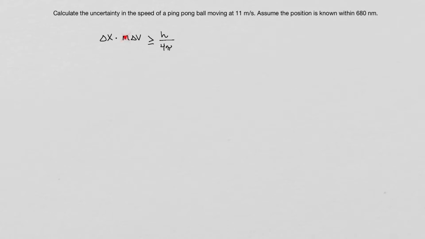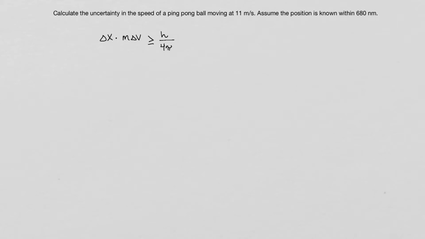Now, the reason why we've written this as m delta v is because there's no uncertainty in mass. So we're just looking at uncertainty in position and uncertainty in speed. Now, you don't have to be worried about this greater than or equal to sign. You can treat it just like an equal sign when you're doing the math. So let's take a look at what information we have.